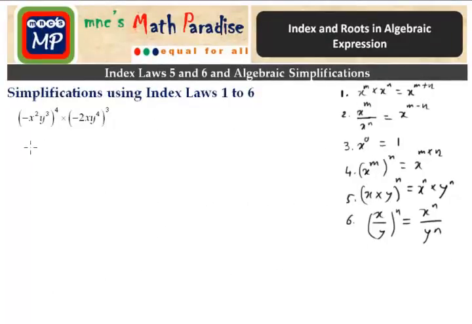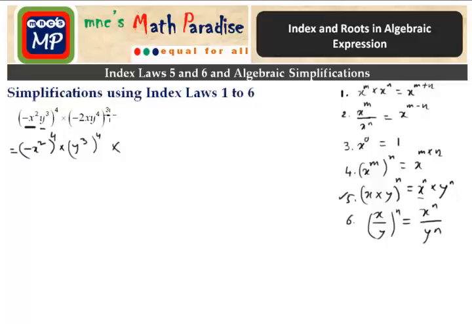Okay, let us do the second example of the previous slide. Here minus x square y cube has a common power 4. So they are multiplied and their common power is 4. So if we use index law 5, where the common power is n on defined bases, then this power can be distributed over each of these bases. That means the common power 4 will be distributed over minus x square and y cube: minus x square to the power 4 times y cube to the power 4.